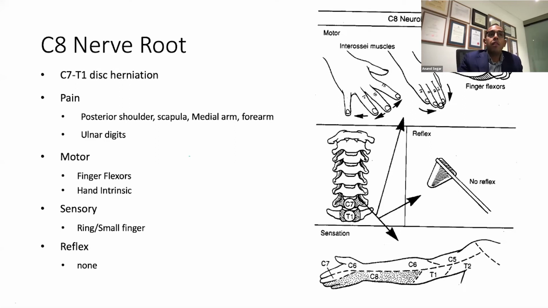C8 radiculopathy, that's the thing that comes down the medial arm and medial forearm. They get sensory disturbance in the ulnar digits. They get weakness in hand intrinsics and finger flexors. And this is what's going to confuse a lot of people with ulnar neuropathy. And there's no C8 reflex.